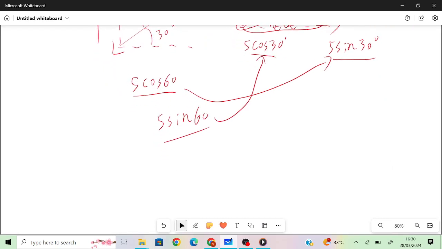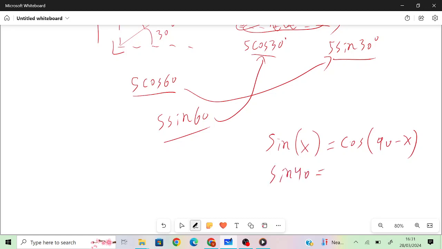And this leads to another norm in trigonometry, basically, since we are using cos and sine here, is that you can have something like this, for example. Sine of, let's say, x is the same as the cos of 90 minus that x. So for example, if I have sine 40, this should be the same as cos 90 minus 40, which is cos 50.